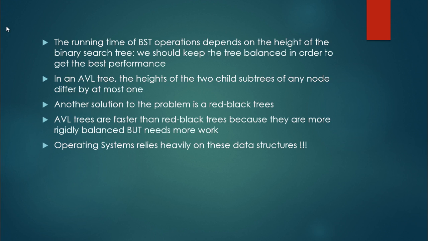An operating system relies heavily on these data structures. So I think Windows prefers AVL trees. On the other hand, Ubuntu Linux prefers red-black trees. I think it's a matter of sympathy. I mean, to be honest, I prefer AVL trees.